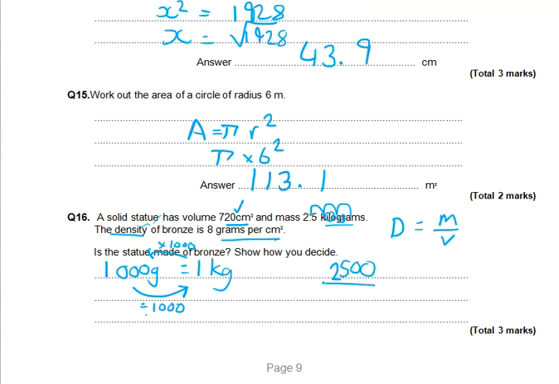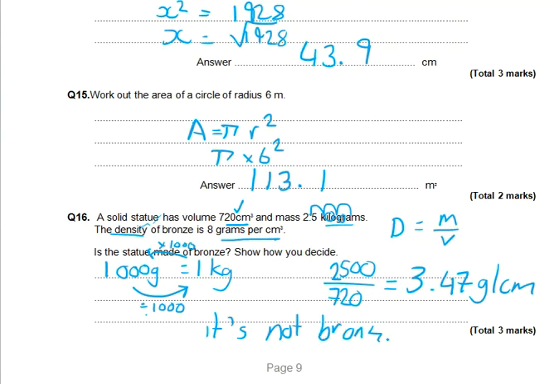2,500 divided by 720, which is the volume, and it equals 2,500 divided by 720 gives us 3.47 grams per centimetre. That seems quite a bit away from 8, so I would say it's not bronze.